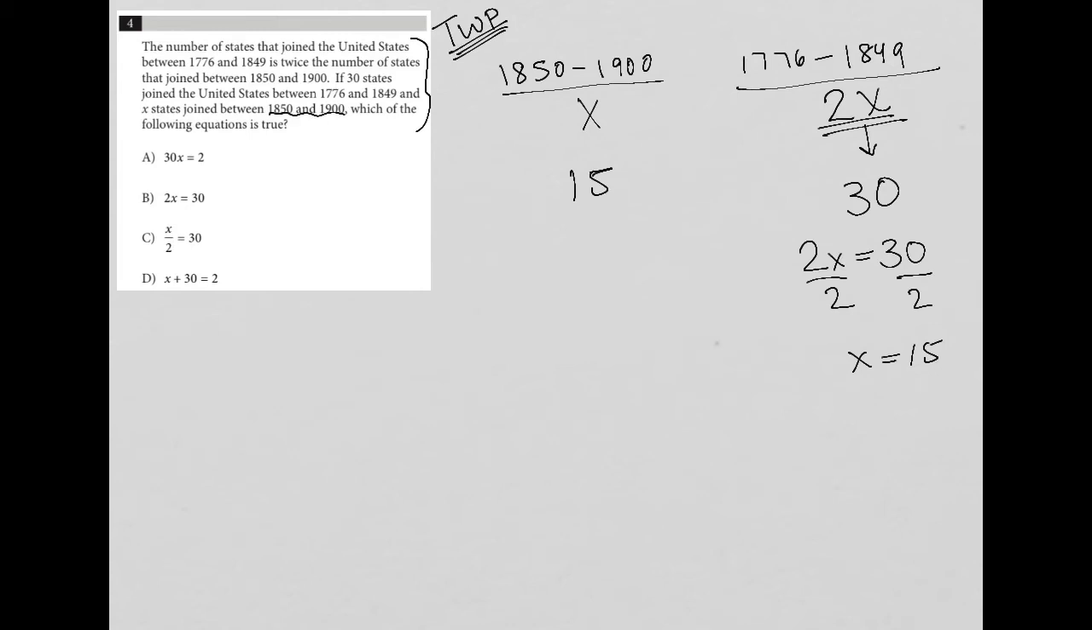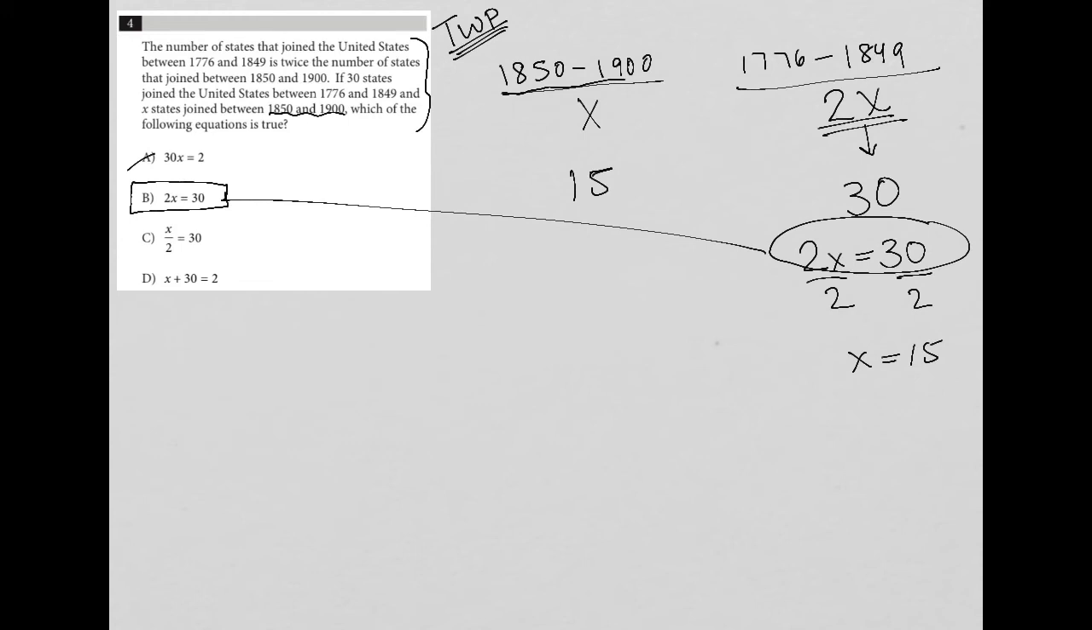So if you hadn't done what I did initially, the question literally tells you to say that there's X states joining between 1850 and 1900. Which of the following is true? So is it true that 30X equals 2? No, it's not. So I have 2X equals 30. Is it true that 2x equals 30? Yes, it is, and therefore choice B is the correct answer.